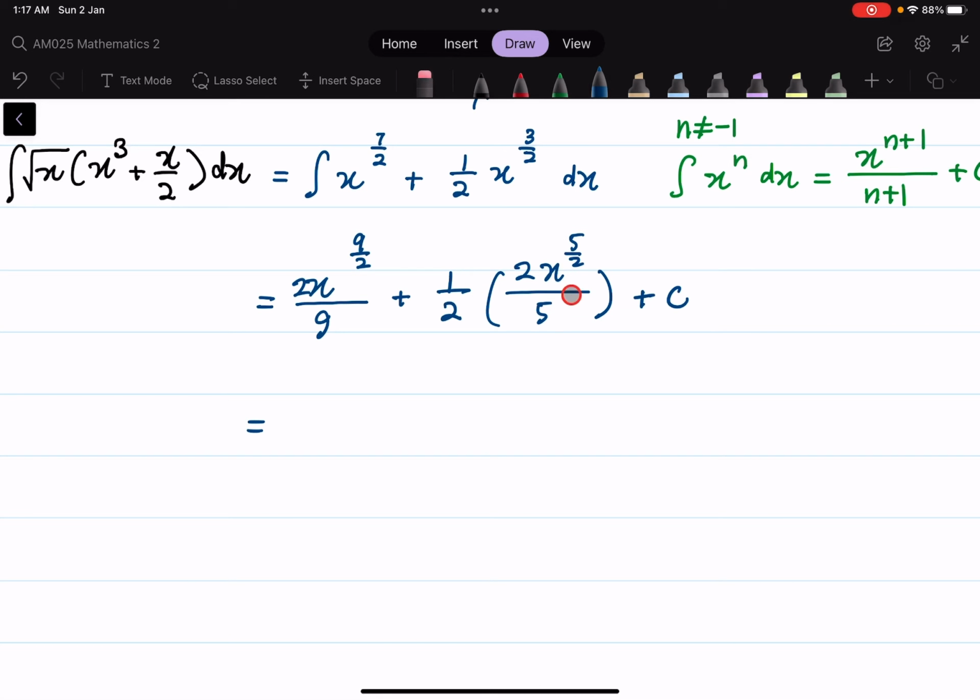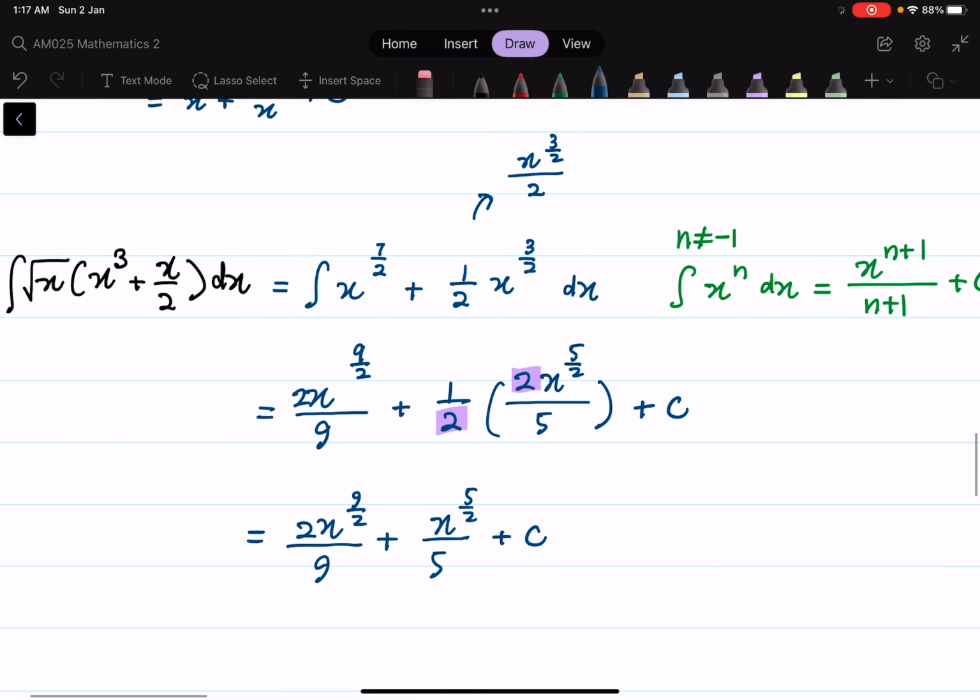So if I clear some mess here, I'm going to get, simplify, x to the power of 5 over 2 divided by 5, plus c. That's it.